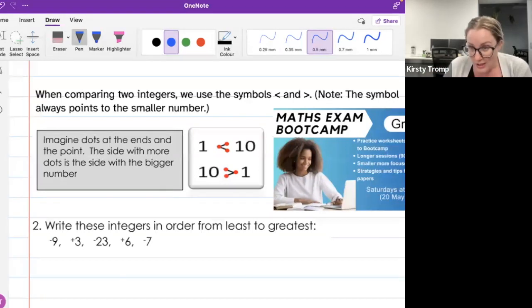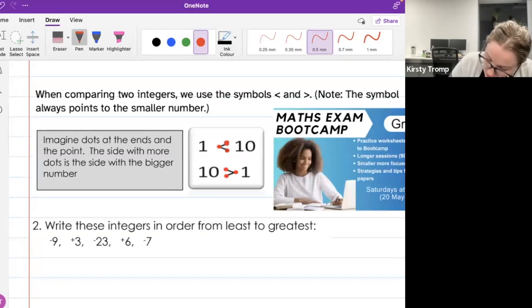So one way to do this is to imagine that there are dots at the end of each point. For example, if we had 1 and 10, which number is bigger? We know that 10 is going to be bigger than the number 1. So for the 10, we're going to give it 2 dots. We would draw our 2 dots because that's the bigger number. Which number is smaller? It's the 1, so we would give it 1 dot and we would fill in and draw our arrow.